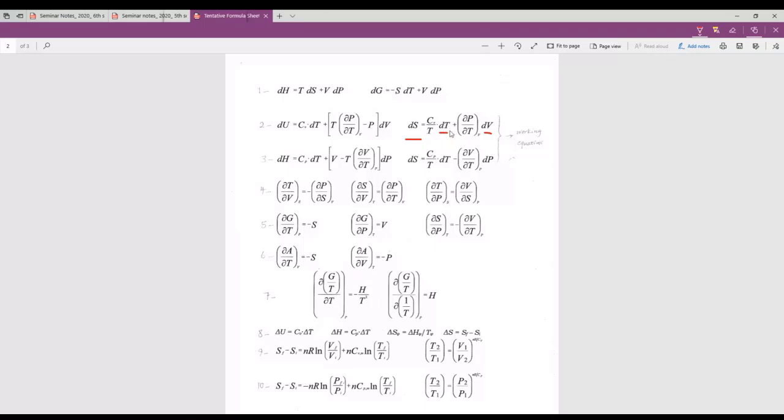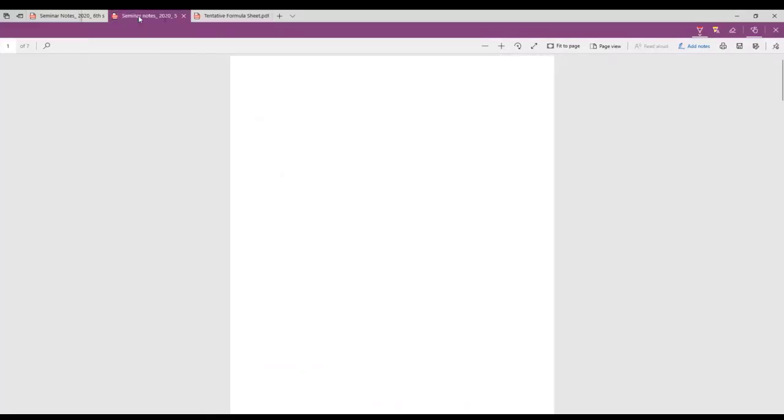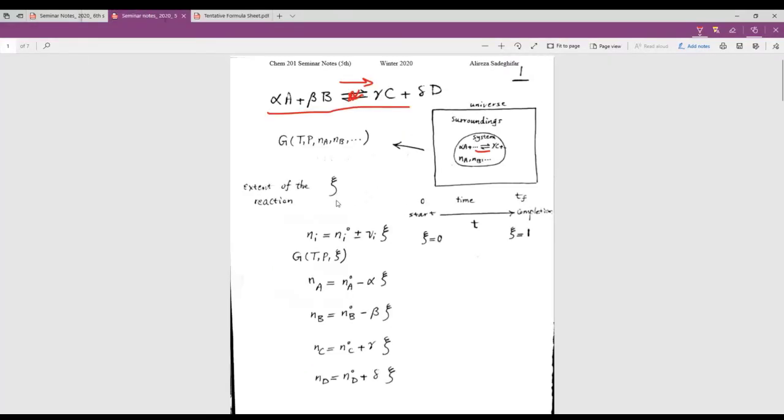So entropy S depends on temperature and volume and nothing else when there is no reaction in the system or no phase transition. The same here, S depends on temperature and pressure when there is no reaction. However, when there is a reaction, if you go back to the seminar notes, 5th series, for example, let's say Gibbs free energy, I just wrote here Gibbs free energy. Gibbs free energy depends on temperature, pressure, and also the number of moles of each one of the reagents that are involved in the reaction.